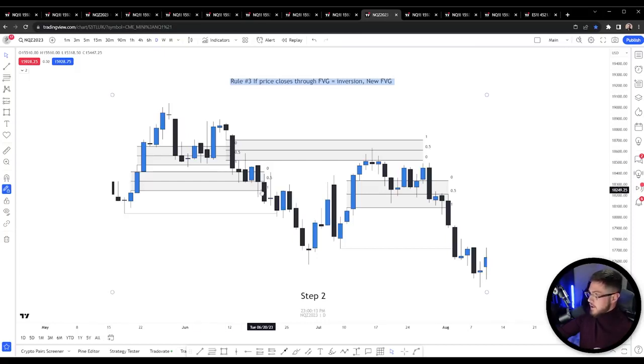As you can see right here, after the market closed through this fair value gap, we can then extend out this level and watch how price reacts. And you see, price came up, it could not close above that midpoint with this candle right here, and then price traded to the downside.